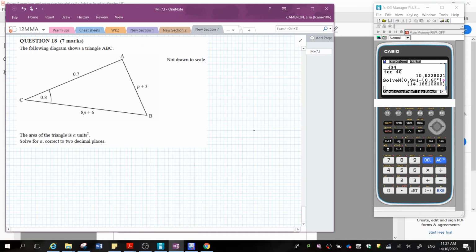Looking at the information that we've got here, we're going to be using the formula that area is equal to 1/2 of BC sine capital A. Now, if I fill in the information that we've got already, I've got 1/2 of, this is A, so this is the side that we're not going to be using, 0.7 times 8p plus 6 sine 0.8. Now our problem is we've got this p and this A, which means that we can't solve yet. So we need to find one of the other variables.